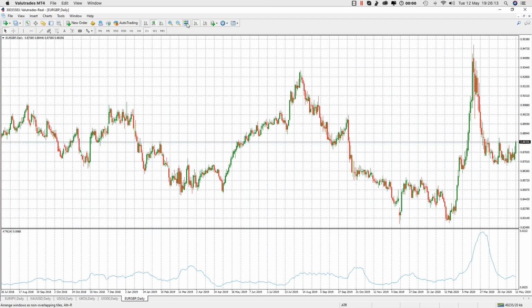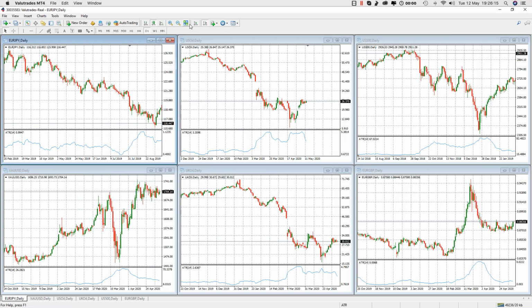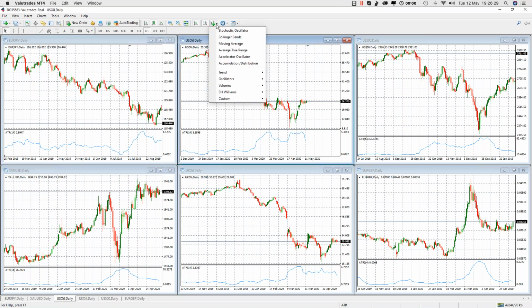Okay, let's take a look at all the... Okay, so what I've done is put a mixture of assets, of instruments on average true range. The way to measure average true range, in fact, let's just take a look under indicators.